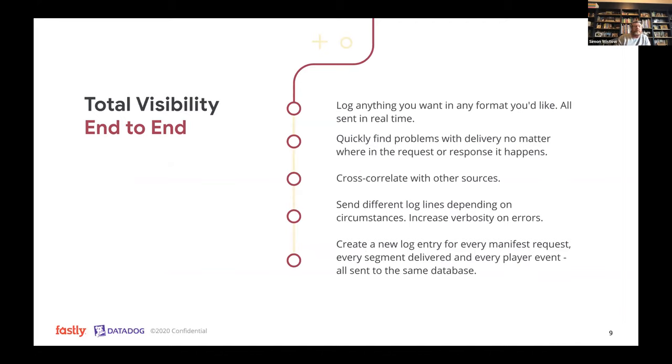You can send different log lines depending on circumstances because they can have conditions attached to them. So for example, you can have much more verbose log lines if you're logging an error than if you're just logging a successful request. And if you're somebody like a video provider, you can even do really complicated stuff like create a new log entry for every single manifest request and for every single segment delivered and every player event, and send them all to the same database, which is incredibly powerful.